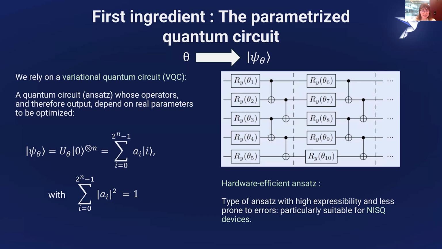And the hardware efficient ansatz is chosen because it's a type of ansatz that has very high expressibility. And what this means is that with only a few layers, it can produce a wide variety of possible state vectors. So it allows us to probe a lot of possible solution functions. There's other reasons. It's less prone to errors, so it's very suitable for NISQ devices. It uses native gates and nearest neighbor entanglement and so on. So it's very suited for the quantum computers that we have today.